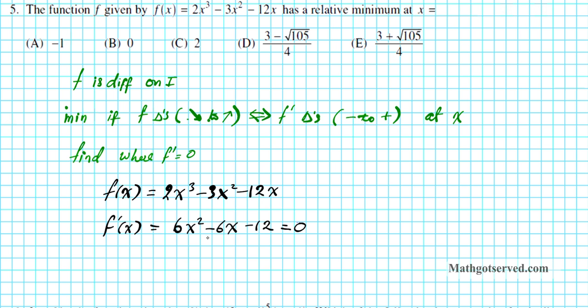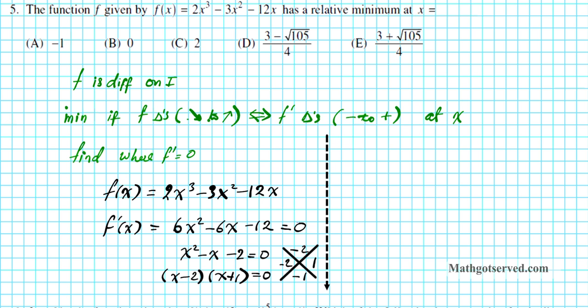You notice that 6 is a common factor, so we can reduce that. x squared minus x minus 2 equals 0. And then you can factor this using the x game. Find two numbers that multiply to yield negative 2, and that will give you negative 1. And let's see, negative 2 and 1 works nicely here, so we can factor this into x minus 2 and x plus 1.